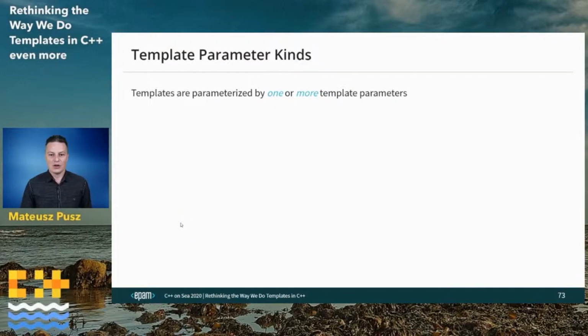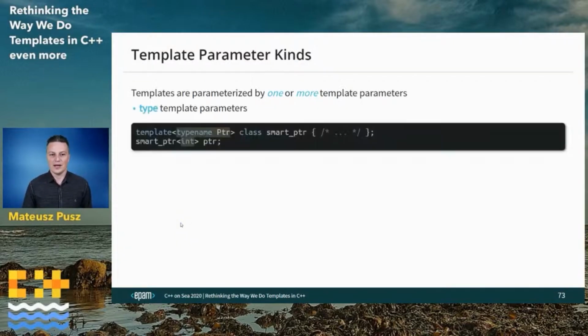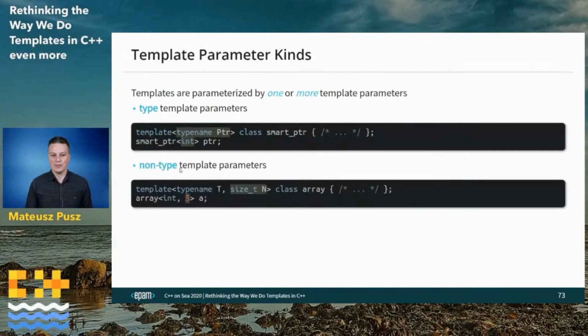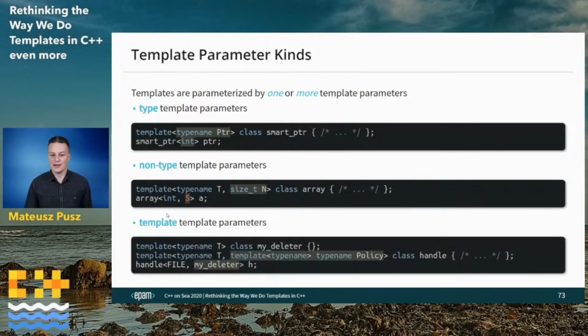Templates are parameterized by one or more template parameters, right? And those parameters can be either types, like smart_ptr of int. They can be non-types, like 5 in std::array, or can be generators, templates, right? Saying that I can provide any template here as a generator because my_deleter provided to this handle is not a type yet, because this my_deleter is not instantiated with any type T parameter. It's just a generator to create deleters inside this handle.